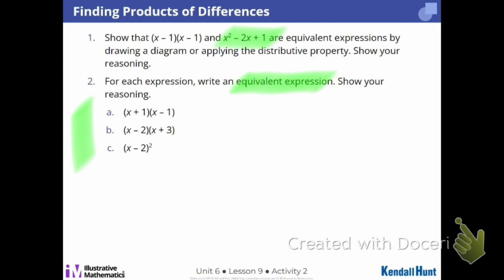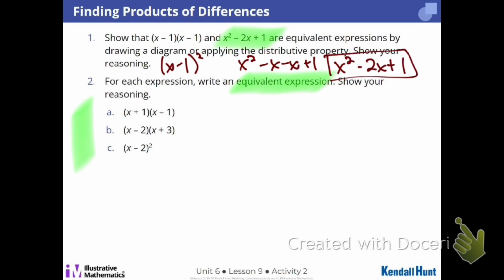Let's check out these functions. So the x minus 1 times x minus 1 also could be written like this. It could be written like this. Okay? That's not the answer. I'm just showing you this is the same thing. It would be equivalent to x squared minus 2x plus 1. Any questions about any of those parts?